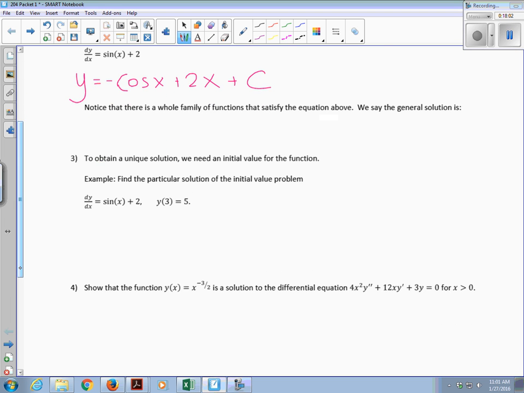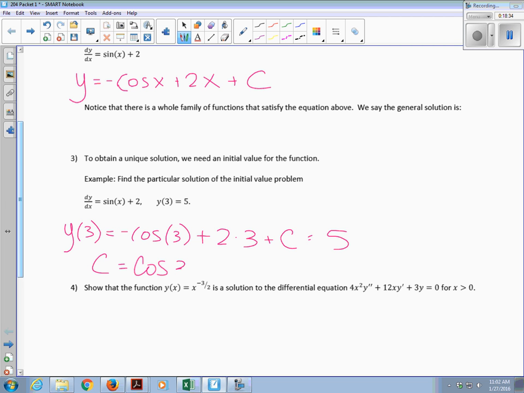So if I want the particular solution that satisfies the differential equation and the initial value, well, y of 3, plug a 3 in for all my x, and I get negative cosine of 3 plus 2 times 3 plus c has to equal 5, according to this given information. And then you just solve for the c. So c is going to be 5 minus 6 is negative 1. This is going to be the cosine of 3 minus 1.